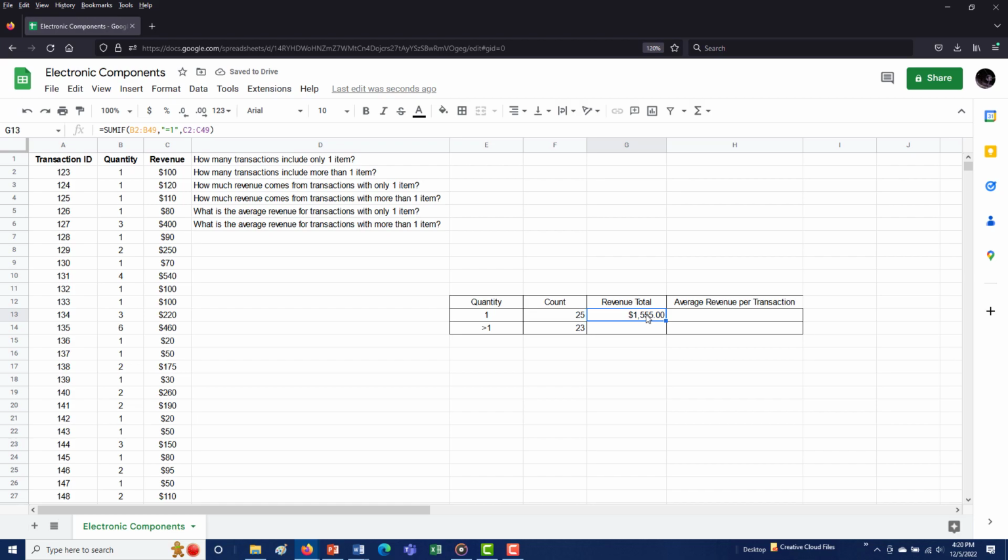We have our total. 1555 was the total revenue for transactions with only one item. Okay, so now we're on question 4. Same thing essentially, except the criterion will be greater than 1. So items greater than 1 item per transaction.